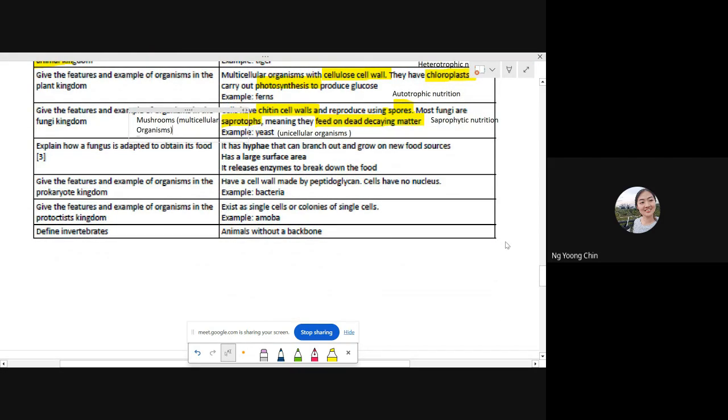Then explain how the fungus is adapted to obtain its food. The fungus has hyphae, which can branch out and grow onto a new food source. The hyphae are like the branching of the fungus. So they have a large surface area and they release enzymes to break down the food.